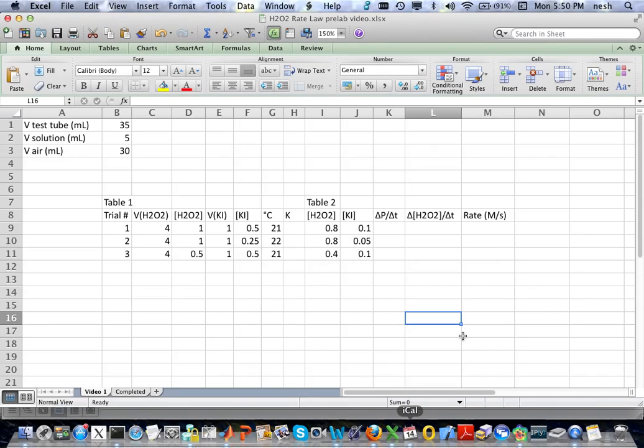Let's bring up Excel first, though, and you'll see that I've added a few more items here. I've added a volume of the air, which obviously is the volume of the test tube, take away however much aqueous solution is in there, so that's 30 mL. I also added a column for the temperature of the solution in Kelvin, because we'll be needing that, and then a few more columns here. That's the rate of the pressure increase. Don't worry about the Greek deltas. You can just put in D's for that if you like.